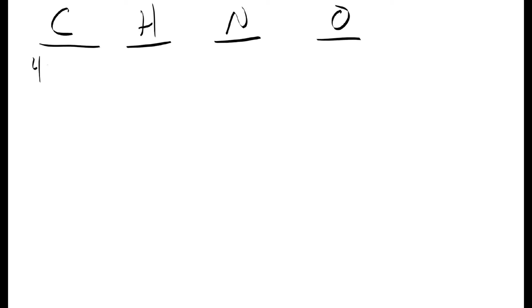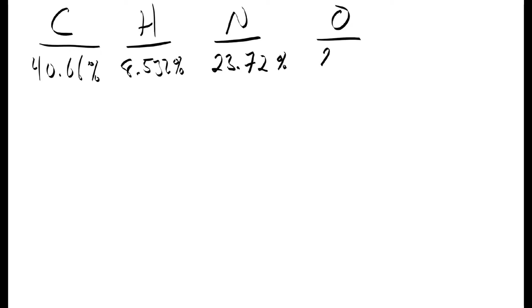Here's an example from a compound I made up. It has carbon, hydrogen, nitrogen, and oxygen. And it is 40.66% carbon, 8.532% hydrogen, 23.72% nitrogen, and 27.09% oxygen. All right, so the first thing we do, we convert to grams. You can literally just cross out the percentages and replace them with grams.